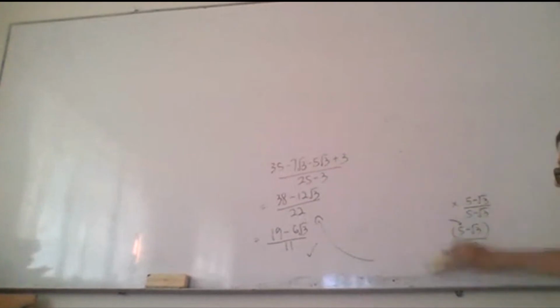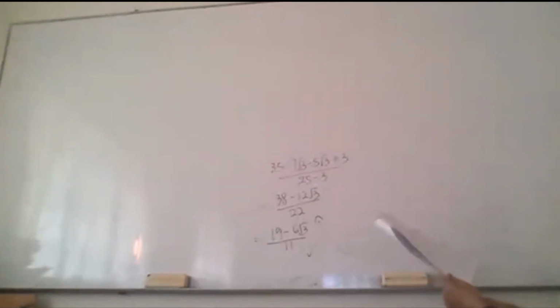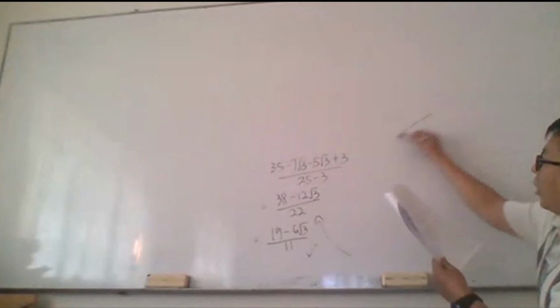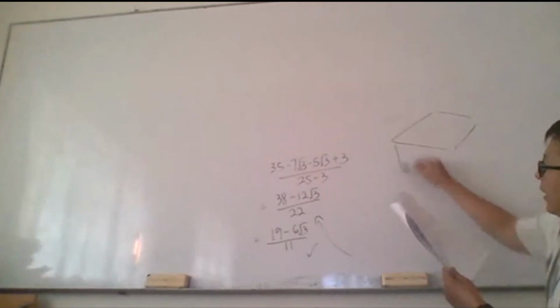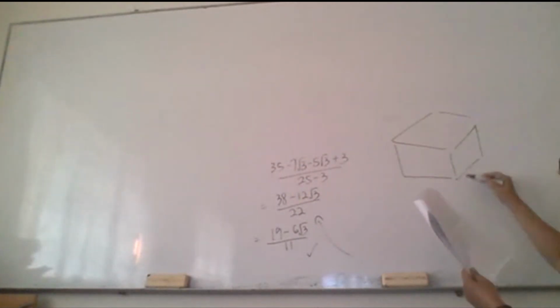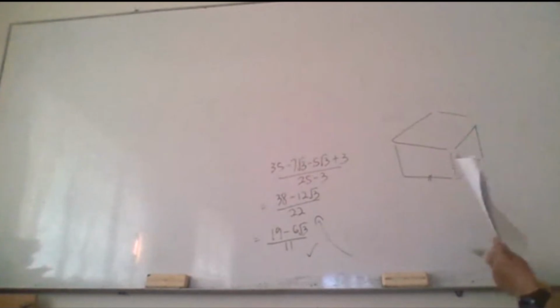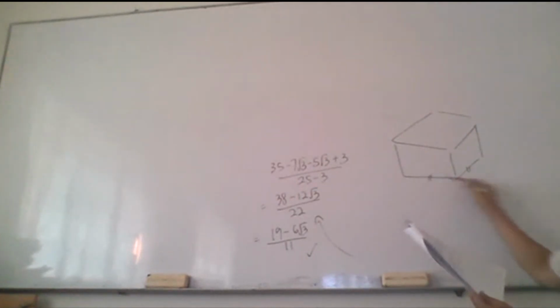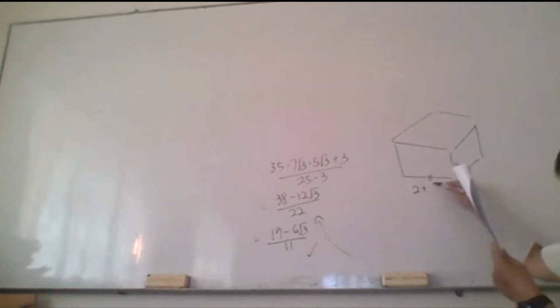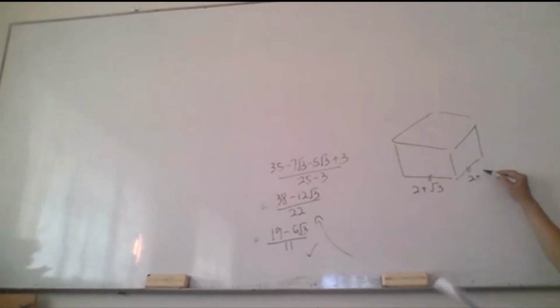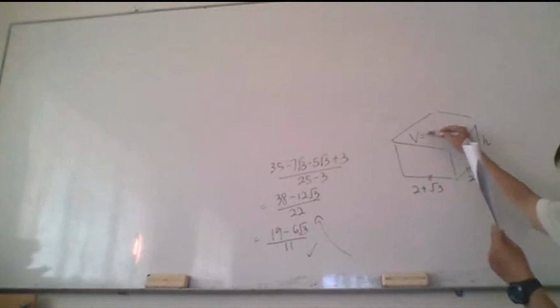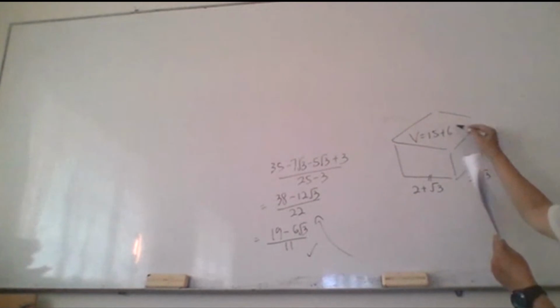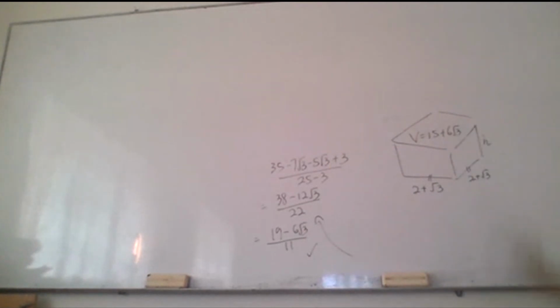Okay, students, now we're talking about a cuboid. A cuboid is actually some sort of a box, whereby the base is a square base. The question already mentioned this is a square base. And the length of the base will be 2 plus square root 3. And the height I don't know. And the volume itself will be 15 plus 6 square root 3.